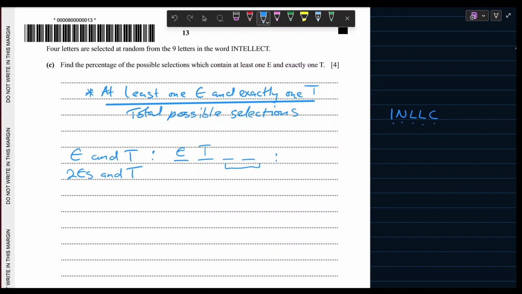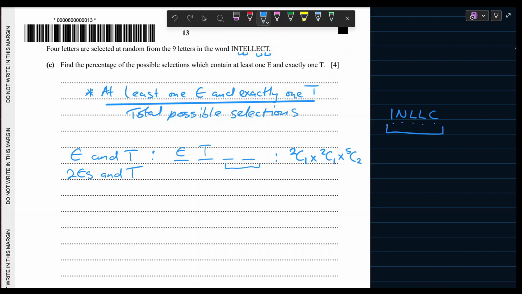So let's evaluate this scenario. We've got a total of two E's and we want to select one. So that's 2 choose 1. We've got a total of two T's and we want to select one. So that's 2 choose 1. And we are going to remove all those T's and E's because in these final two slots, we do not want to select them. So now our selection pool is just these 5 letters. So we're picking from 5 and we want to pick any 2. So that's just 5 choose 2.